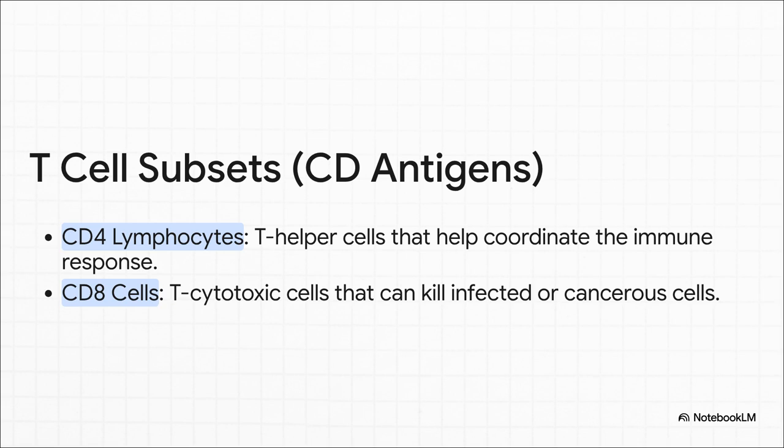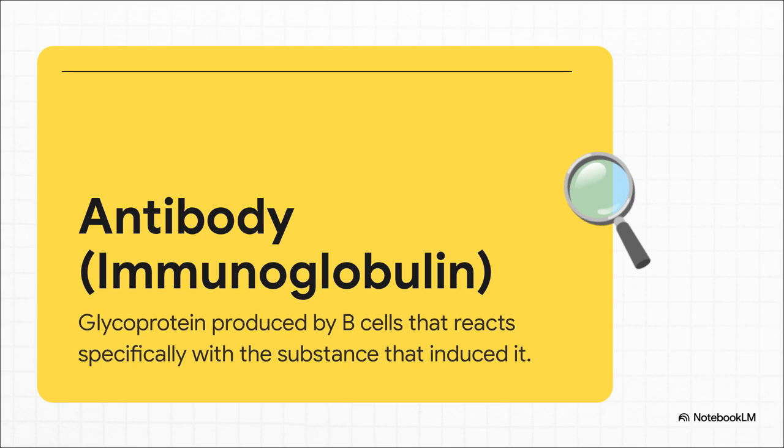Two of the most important ones to know are CD4 and CD8. T cells that express the CD4 molecule on their surface are known as CD4 lymphocytes, and they primarily function as T helper cells. Think of them as the generals of the immune response. Their job is to help activate and coordinate the actions of other immune cells. Then you have T cells that express the CD8 molecule. These are known as CD8 cells. This population includes the T cytotoxic cells, which are the soldiers. They are capable of directly finding and killing host cells that have been infected with a virus or have become cancerous.